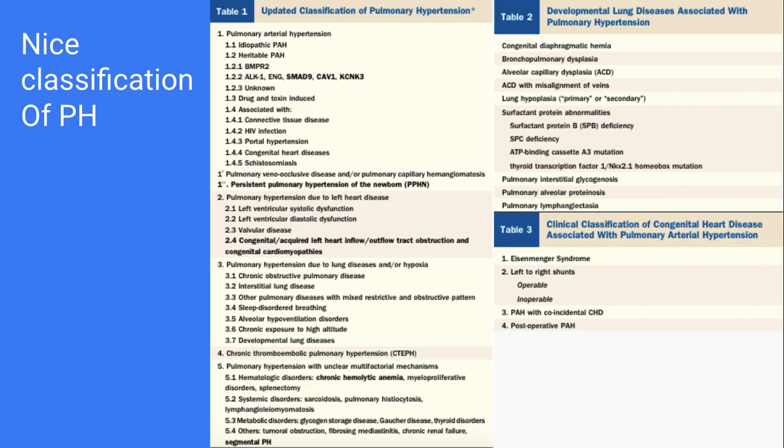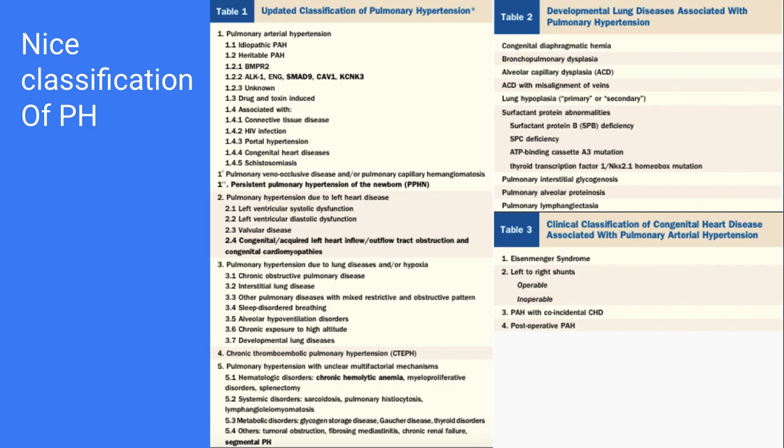For pulmonary arterial hypertension, you have idiopathic and heritable. You have some genes; the ones that they highlighted are SMAD9, CAV1, and the potassium channel KCNK3 genes. There's also an association with connective tissue disease, HIV, drugs and toxins, portal hypertension, congenital heart disease, and even schistosomiasis. And then you go into the left heart diseases. So you have left ventricular systolic or diastolic dysfunction, valvular diseases, PPHN, which we already spoke of, and also left heart inflow and outflow tract obstruction and cardiomyopathies that are acquired or congenital.